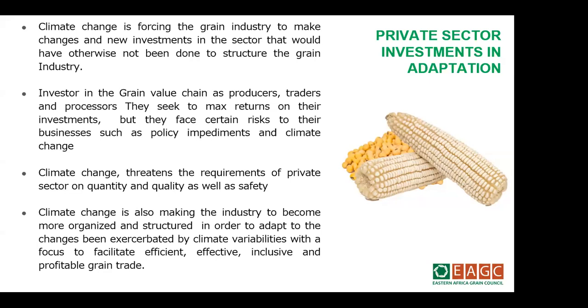So climate change is also making the industry become more organized. That's on a good level, because we have to also adapt and see how best we can have a profitable grain trade in the region.